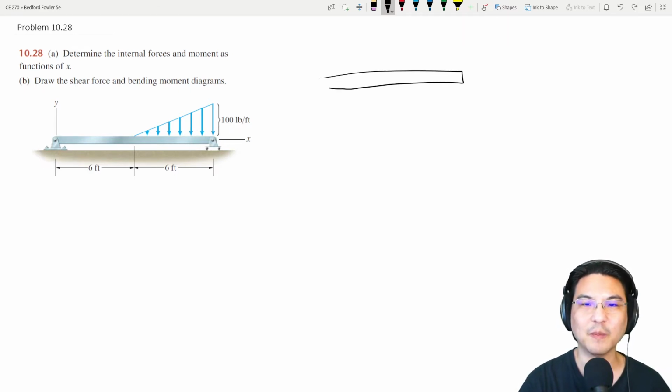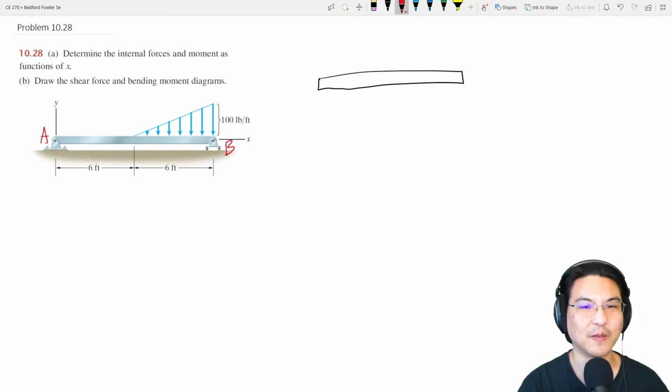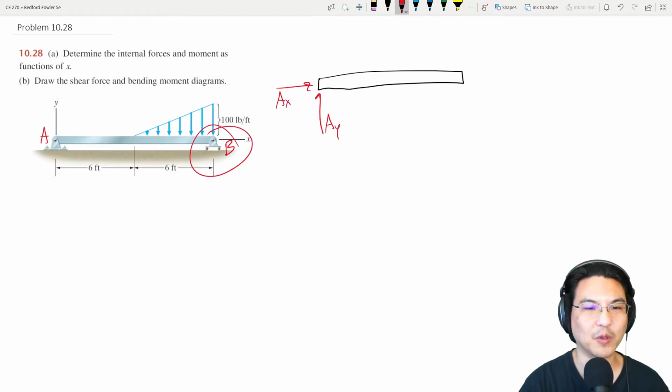So there's the beam, we have x over here, y over here. So I'm going to decompose the reaction at this pin. I'm just going to call this A and B. So the reactions at pin A, I'll decompose. And then we have a roller at B.